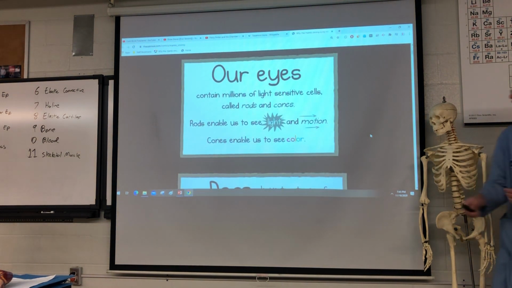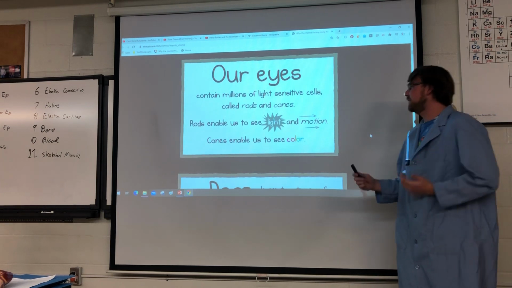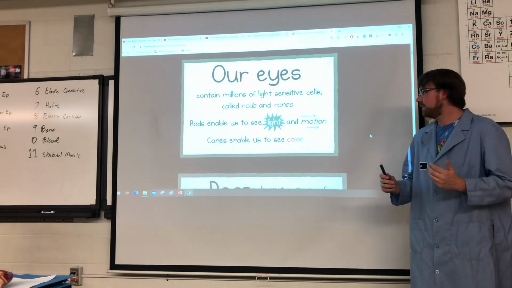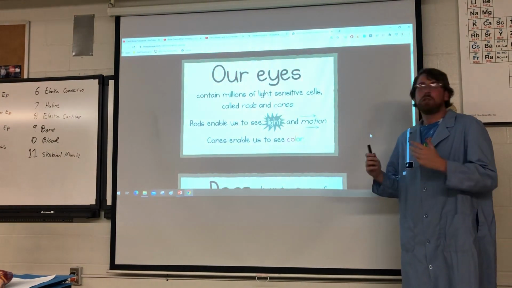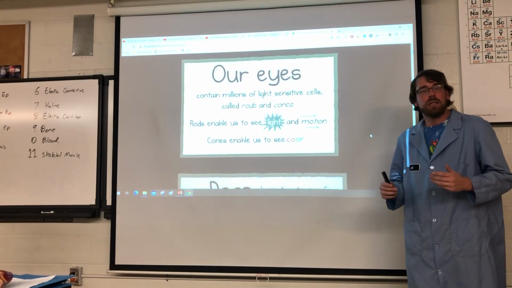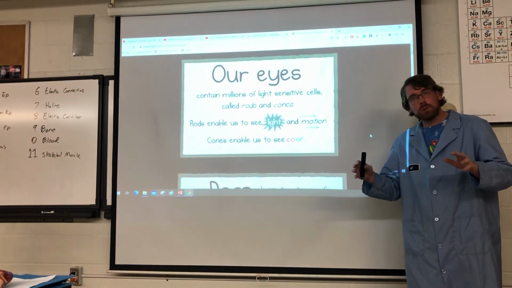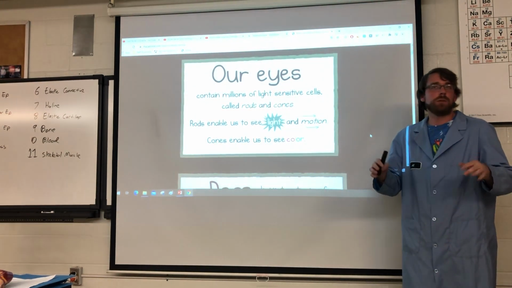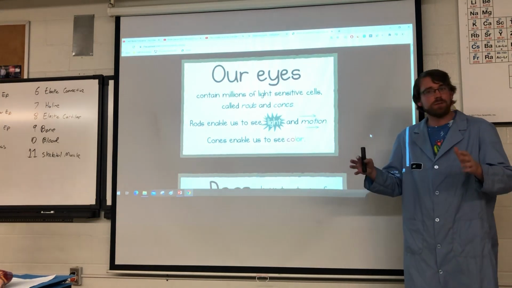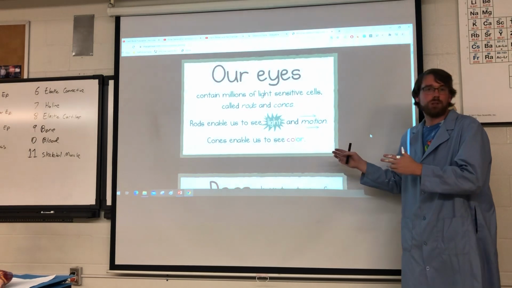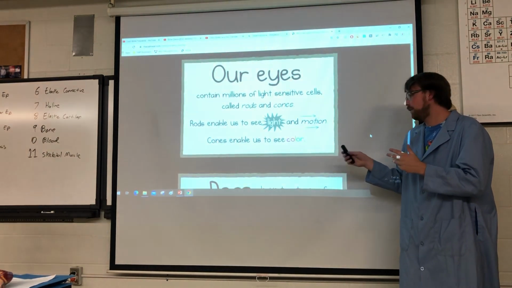So, our eyes contain millions of light-sensitive cells called rods and cones. Rods let us see light and motion, cones let us see color. If you wake up at night and you can sort of see around your room, but you can't see colors, but you can see the outlines of things just fine, your rod cells are active, your cone cells don't have enough light to be active at that level.